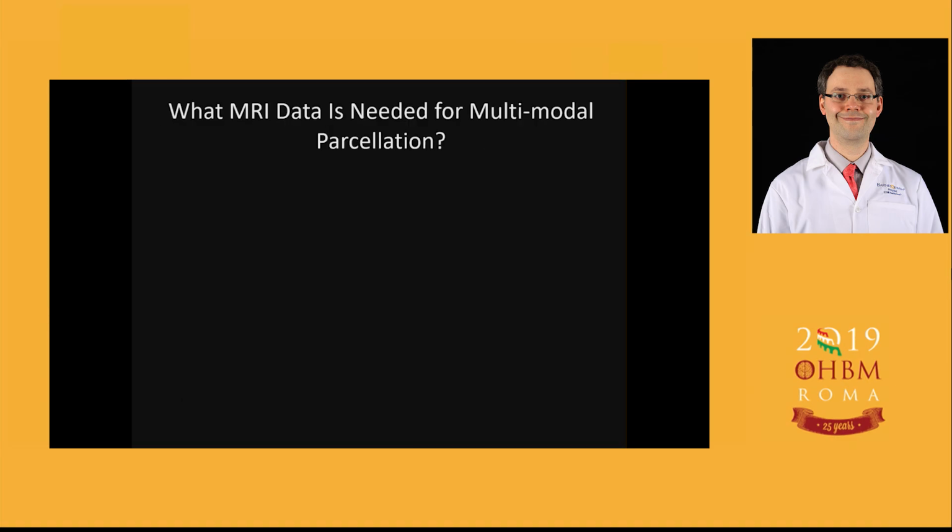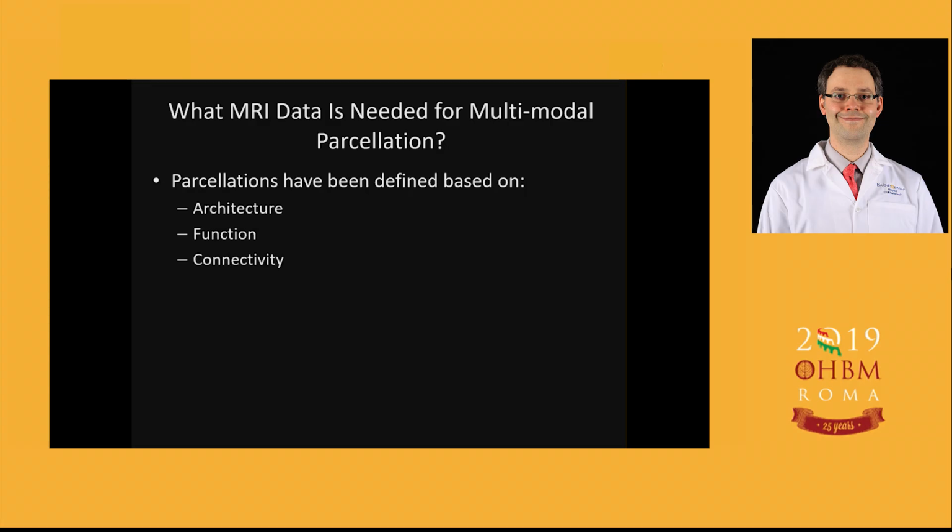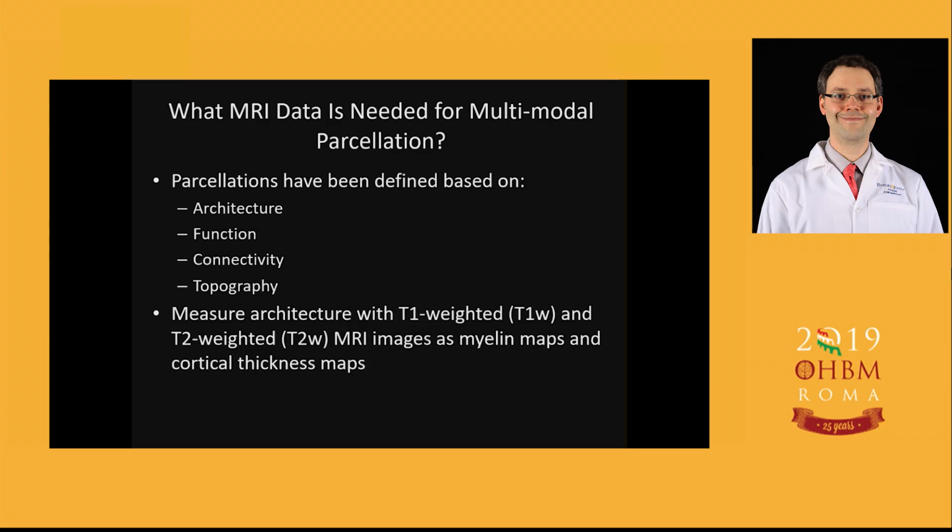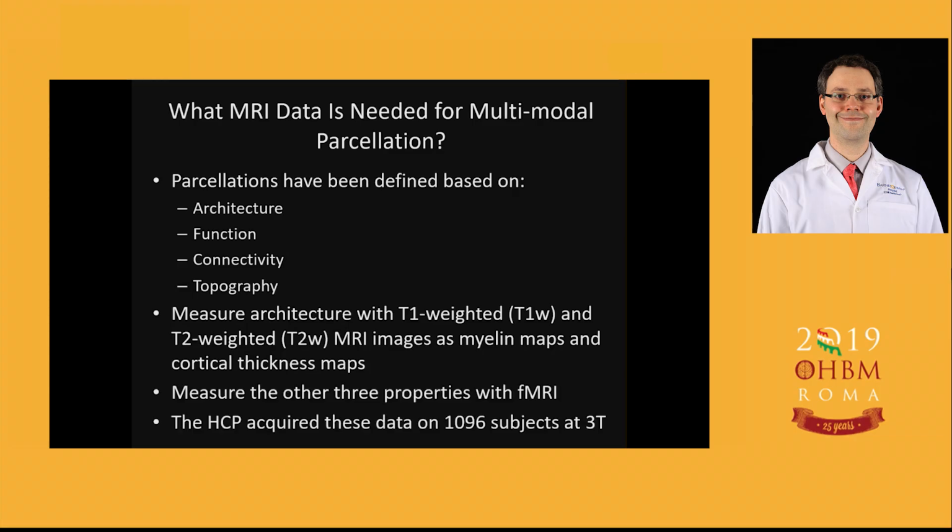So what kind of MRI data do we need for multimodal parcellation? Well, as we've seen in this course and will continue to see, parcellations have been defined based on architecture, function, connectivity, and topographic maps. So we can measure architecture with T1 and T2 weighted images as myelin maps or cortical thickness maps, and we can actually measure the other three properties with fMRI, among other things. And so the HCP acquired these data on just under 1,100 subjects at 3T, where we had all of these modalities.